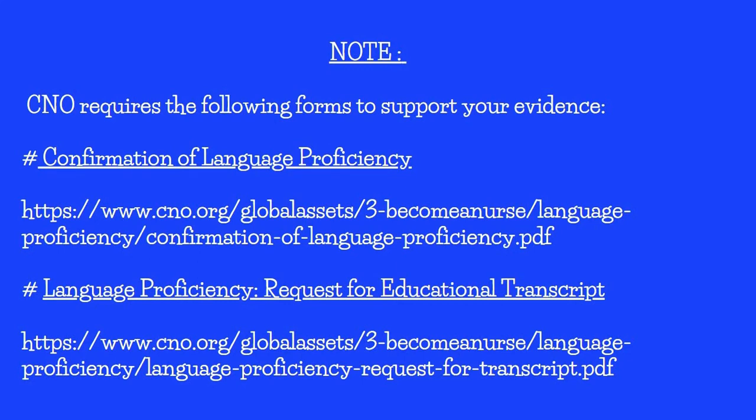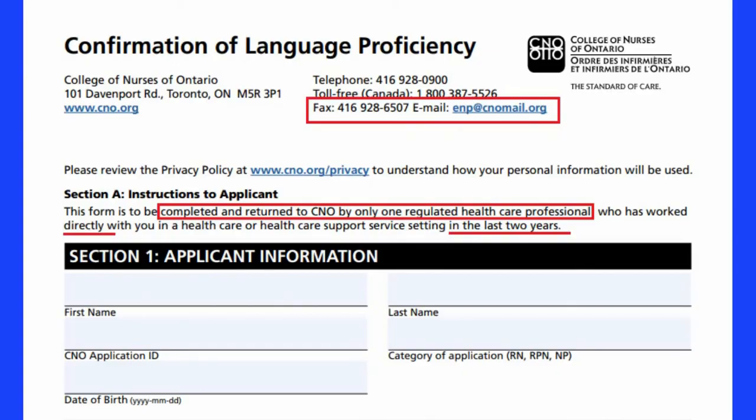I have already discussed the language proficiency request for educational transcript form. So coming to the confirmation of language proficiency, this form can be sent by the regulated health professional either by fax, that is on this number, 416-928-6507, or by email at the email address enp@cnomail.org, right? This is not to be sent by speed post, as a regulated healthcare professional may not have the stamp or the seal, right?